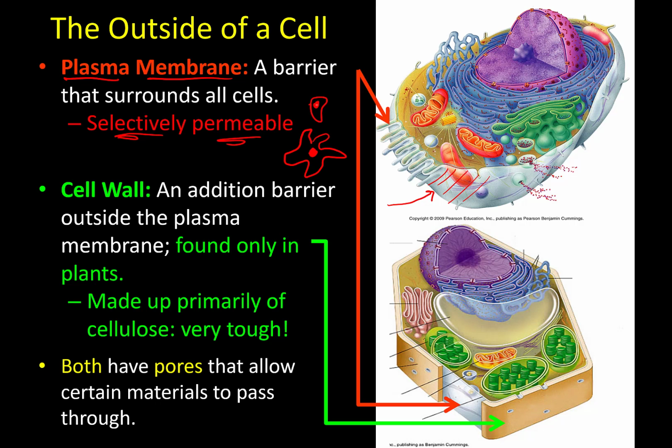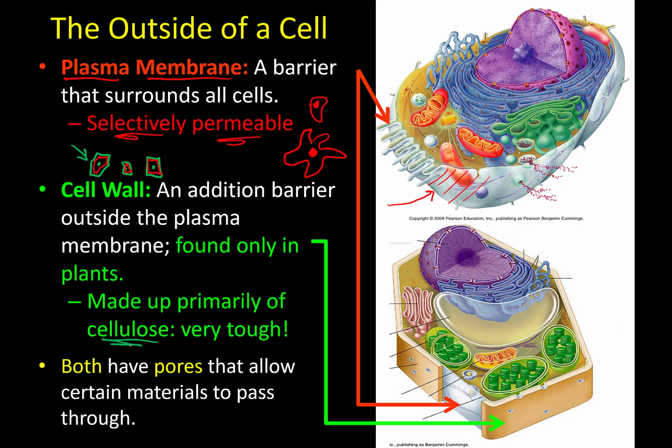Plant cells, on the other hand, tend to come in just one of a handful of very geometric shapes. They tend to be very squared off. And the reason is plant cells don't just have this flexible cell membrane. They are also surrounded by a rigid cell wall, which is depicted in green on my little mini diagrams here. It's an additional barrier. It exists outside the plasma membrane, and it's found only in plants, not in animal cells. It's made up primarily of cellulose.